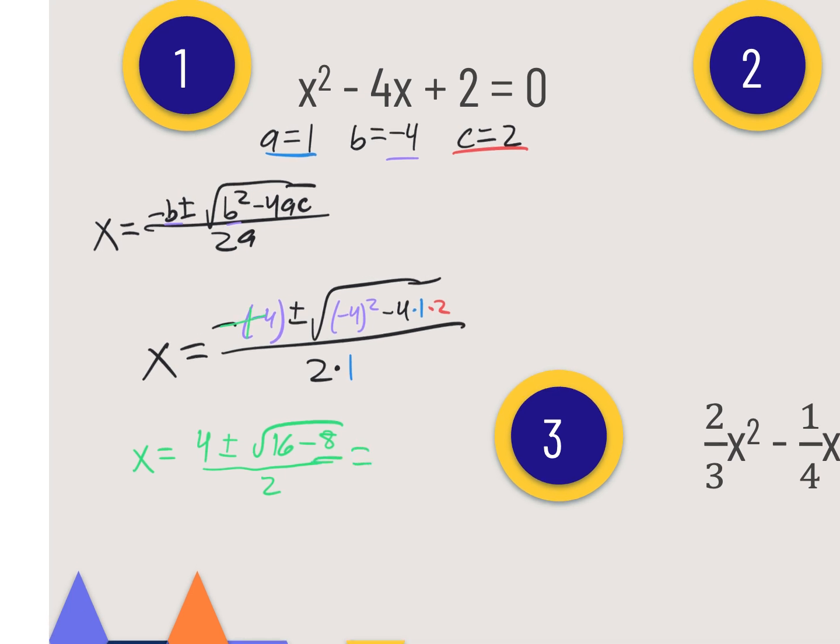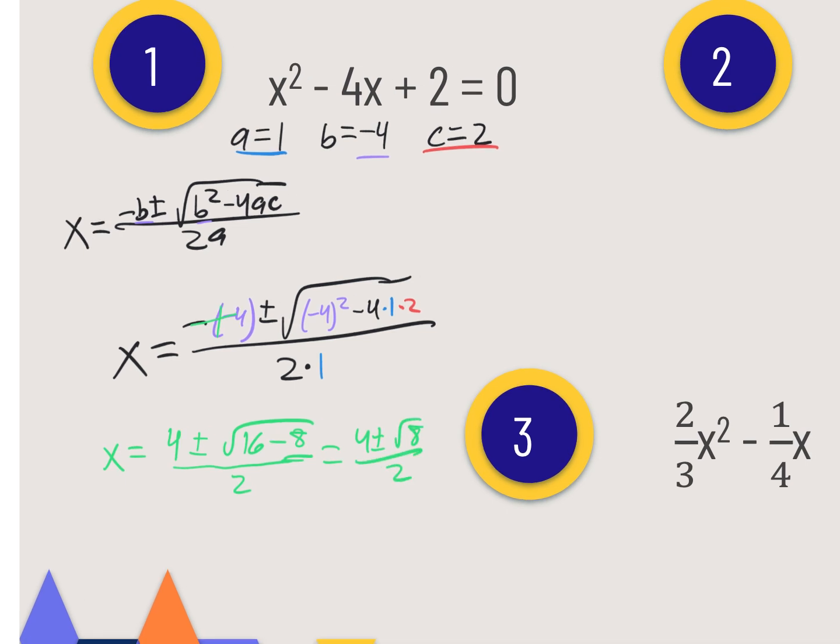So this is going to be 4 plus or minus the square root of 8 over 2. And then square root of 8 you can simplify. What perfect squares are in the square root of 8 is going to be square root of 4 and square root of 2. And then square root of 4 becomes 2. So then this becomes 4 plus or minus 2 square root of 2 over 2.